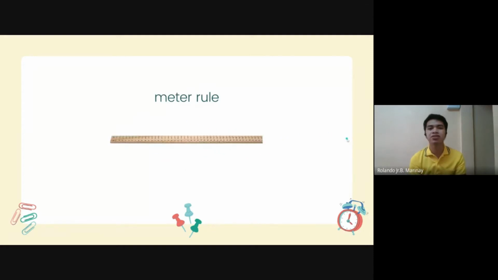Remember, a ruler is a small measuring tool like this. The next measuring tool is a meter rule. It's like a ruler, but it is longer. The reason why it is called a meter rule is because it is 1 meter long. We call it a meter rule. So we have the ruler and the meter rule.